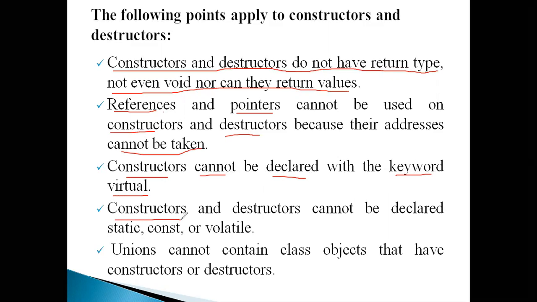One more important point: constructors and destructors cannot be declared static, const, or volatile. We cannot make a constructor function a static function, a constant function, or volatile. And unions cannot contain class objects that have constructors or destructors.